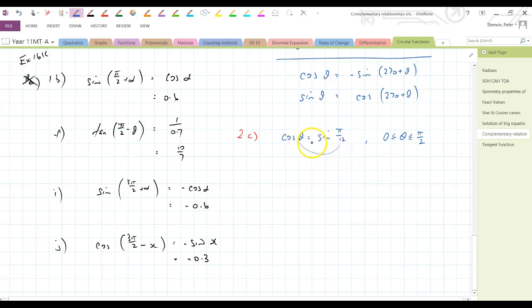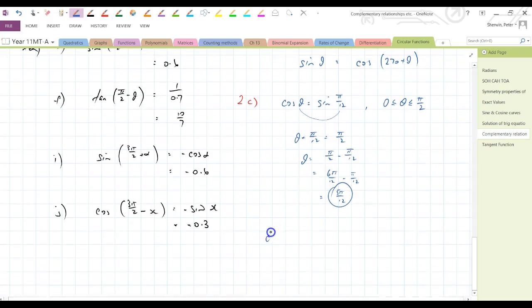These angles will be equal. This equation will be solved when theta and pi on 12 sum to 90. So theta plus pi on 12 must equal pi over 2. So theta is pi over 2 minus pi over 12, which is 6 pi over 12 minus pi over 12. So we get 5 pi over 12. Essentially, what we've got there is cos of 5 pi over 12 is equal to sine of pi over 12, because those two, pi over 12 and 5 pi over 12, sum to pi over 2, which is 90 degrees.